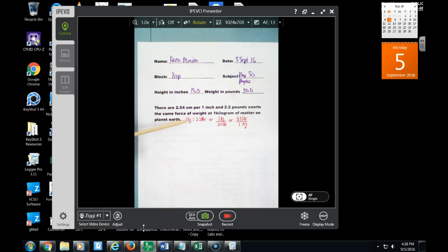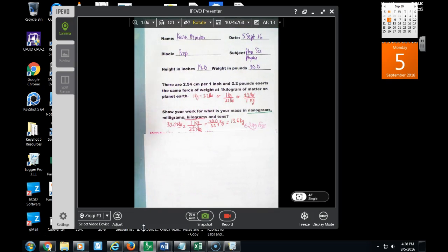We can do the conversion. 1 kilogram equals 2.2 pounds, or 1 kilogram over 2.2 pounds equals 1, because if I divide both sides by 1 kilogram, I get 1 equals. And of course, I can flip it. Both of these are equally valid. 1 kilogram is 2.2 pounds. 2.2 pounds is 1 kilogram as far as a conversion goes.